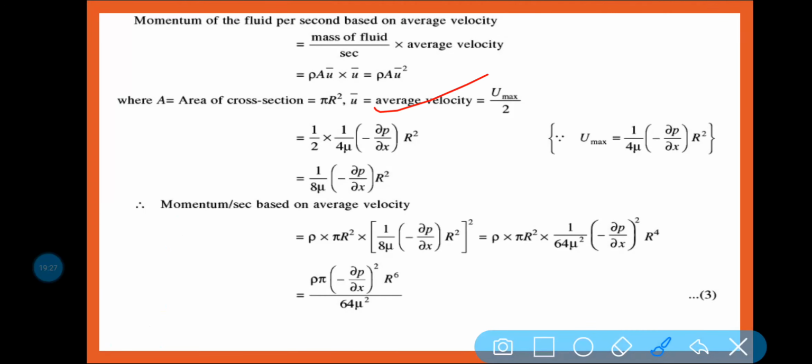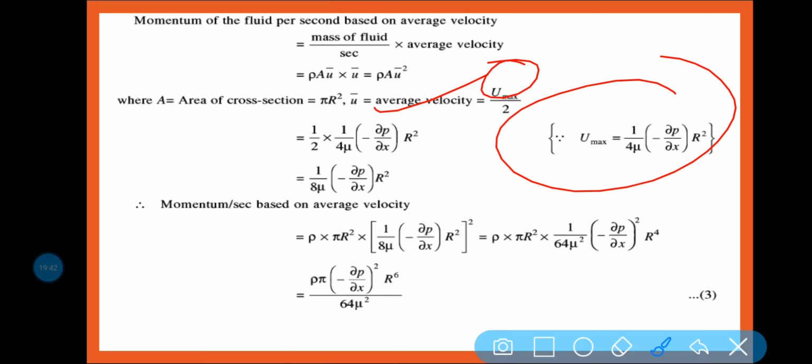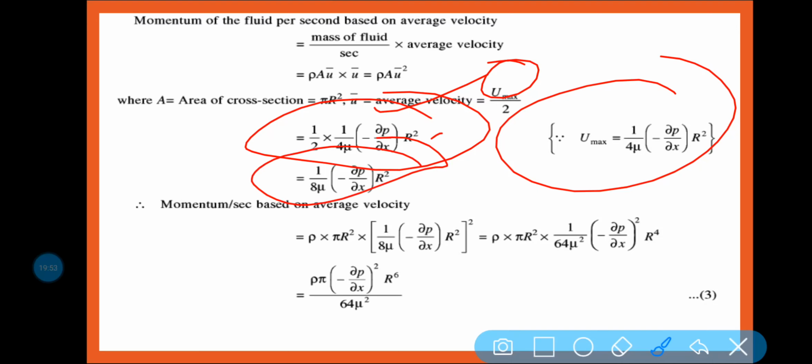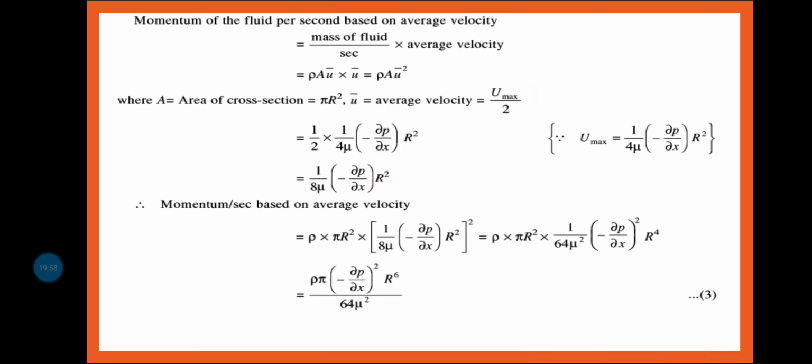So put the value of average velocity here. Basically what I have done, the u max is equal to this formula I know. U max is equal to 1 by 4 mu into minus del p by del x into r square. Am I right? So the value of u max I put here. If it is the value of u max, then 1 by 8 mu into minus del p by del x into r square is the average velocity.